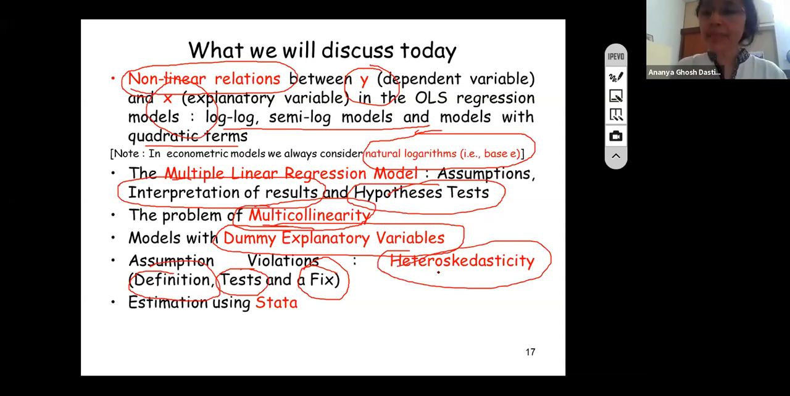Now here, let me clarify. My entire discussion in this session has been on the basis of cross-section data sets. So I therefore have nothing to say about the problem of autocorrelation. The problem of autocorrelation is something that arises only in the context of a time series data set. Therefore, in this set of lectures, I'm not at all touching on the problem of autocorrelation.